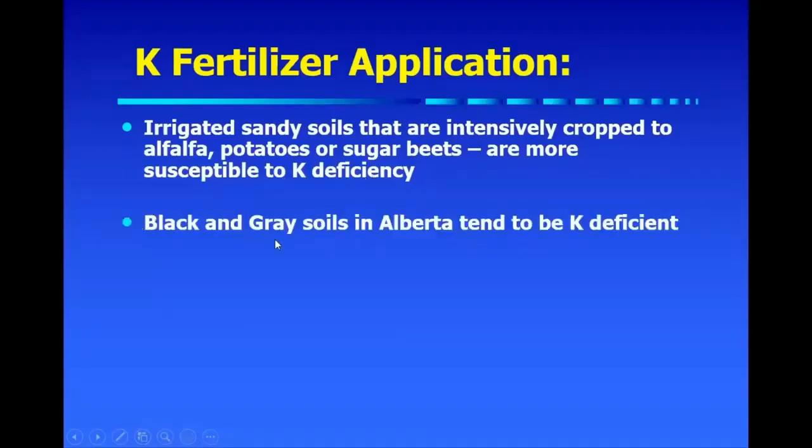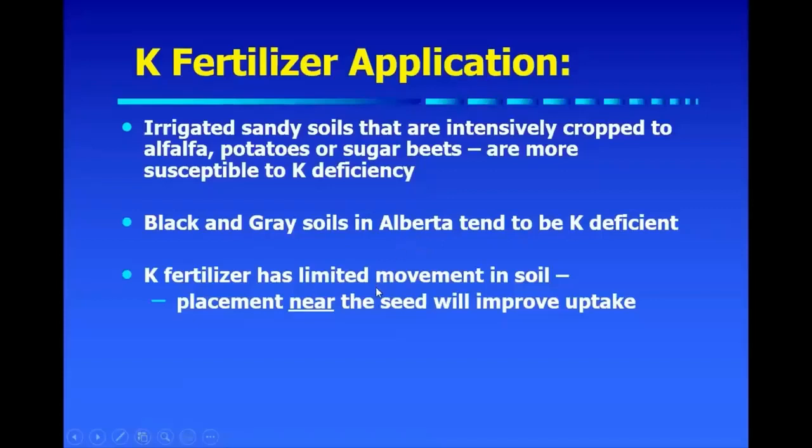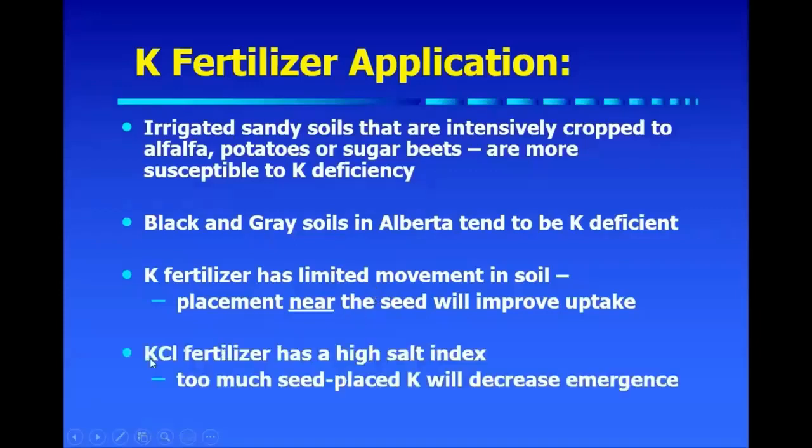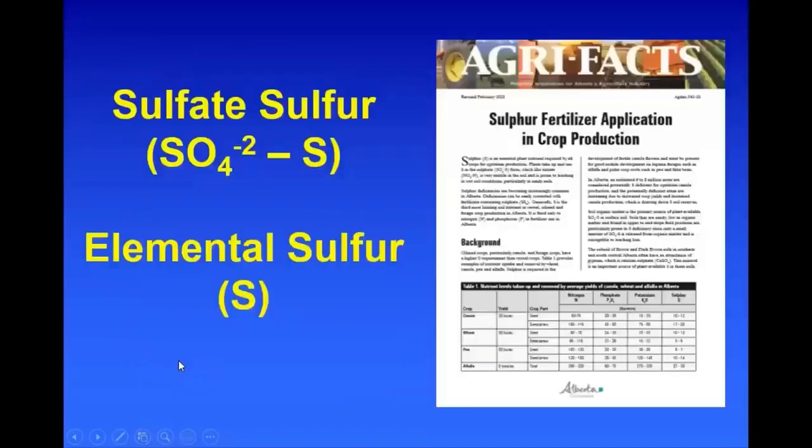Really, in Alberta though, the place I get most concerned are the black and gray soils. They tend to be potassium deficient, and a soil test will really confirm that for you. Potassium is also not very mobile, so you want to place it near the seed. If you need both phosphorus and potassium, I'd say put the phosphate with the seed and put the potassium in the side band as close to the seed as possible, but not with the seed. Simply because potassium chloride fertilizer has a fairly high salt index, and too much potassium in the seed can really negatively affect germination and emergence of crops.